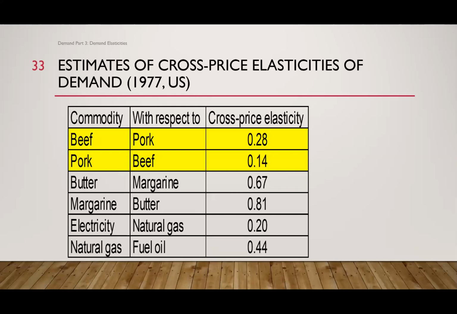So I pointed this out before. If beef is a substitute for pork, that doesn't mean you can say anything about whether pork is a substitute for beef or not. In this case, it is. They're both substitutes for each other, but don't assume it, because they're measuring different things. Likewise, here, butter and margarine we talked about earlier are substitutes, we can say. So it does tend to be the case that if X is a substitute for Y, Y tends to be a substitute for X, but it doesn't have to be the case.